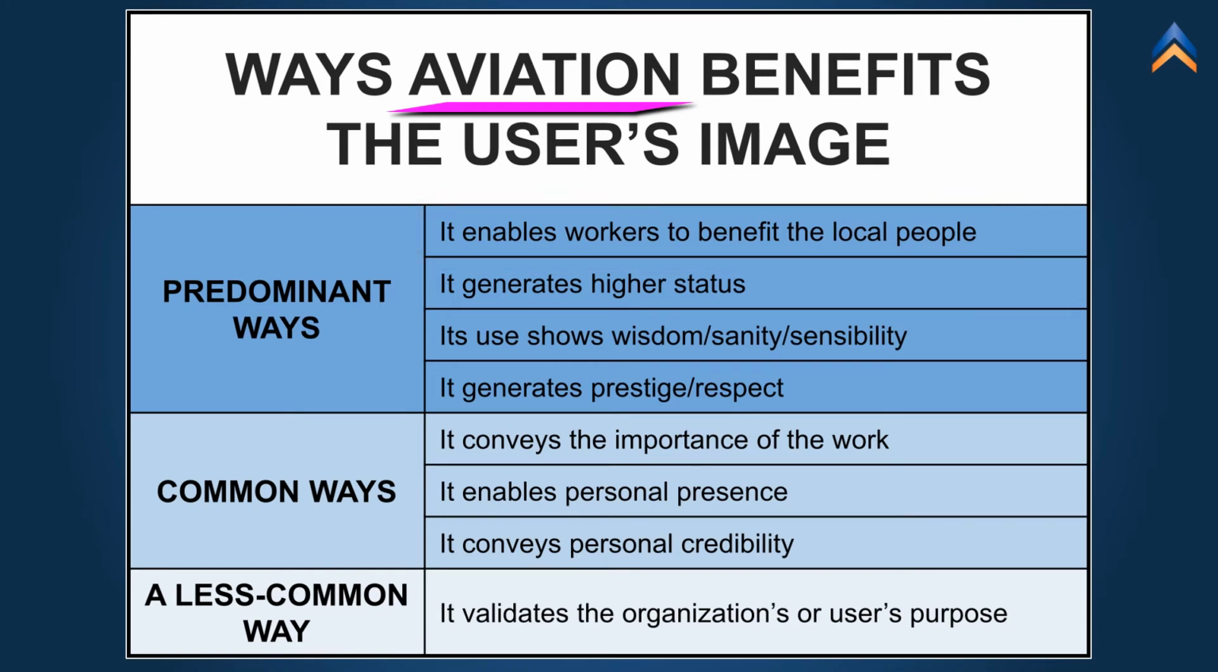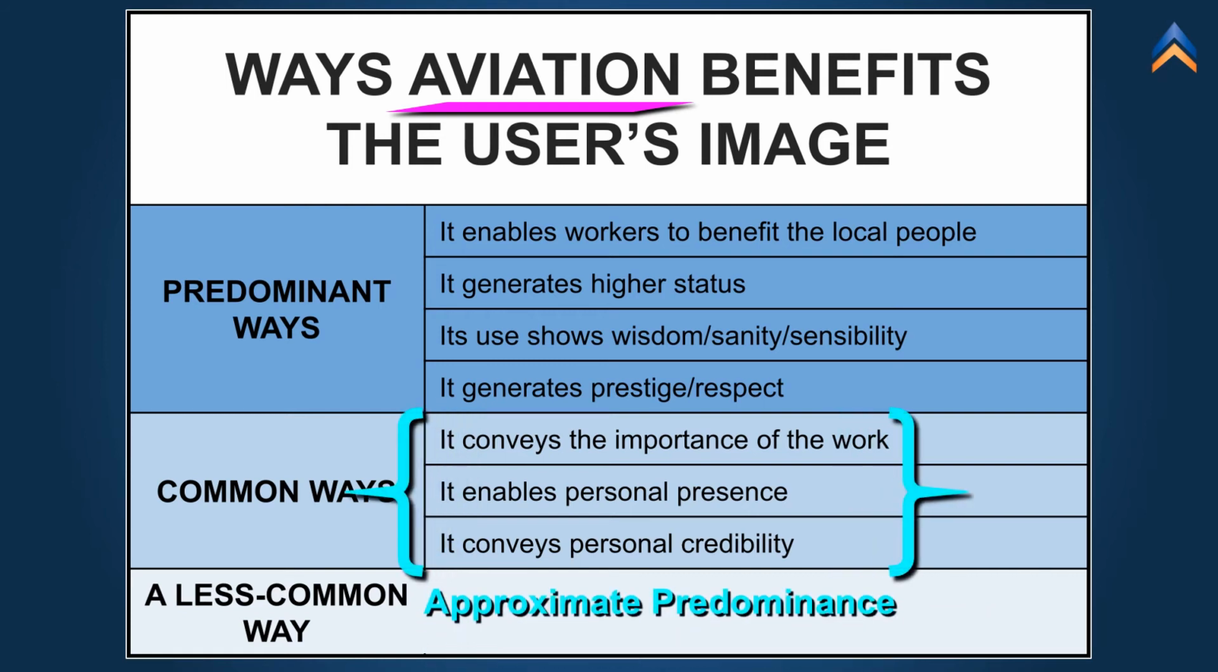However, the ways tables have a limitation. Because every respondent was not asked how or why for every question, the resulting tallies were only indicators. In other words, the actual predominance of each way was not fully determined. Nonetheless, the tables do give us the approximate predominance of each way.